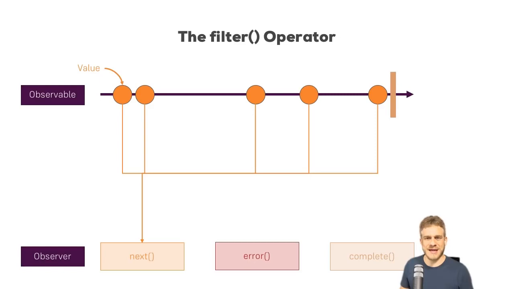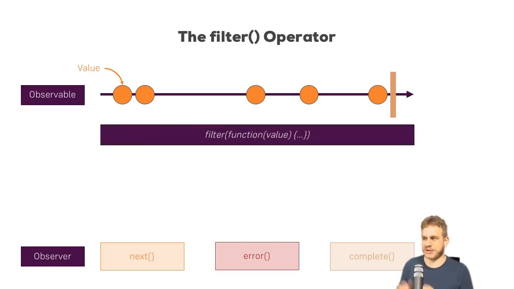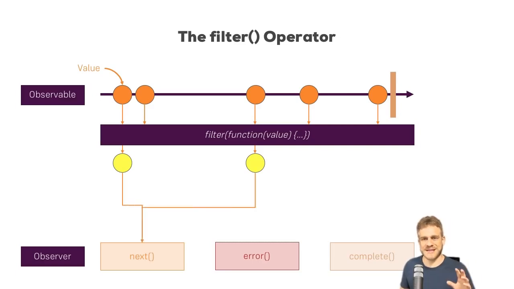Time to stop that and to add our filter operator. Now the filter operator takes a function as an argument, and this function defines whether a data piece, one of these values, is allowed to continue its journey or not. So all values reach the operator, of course, but thereafter only some make it to the next function. Let's say these two. The others don't make it through the filter because they don't satisfy the condition we set up there. So these two then continue to the next function. The rest, the other events, are just dropped.